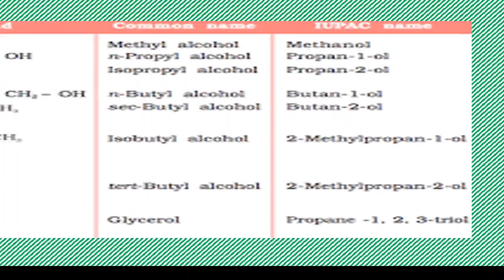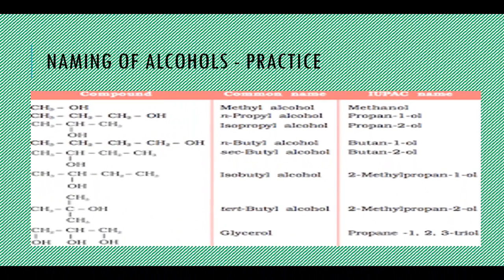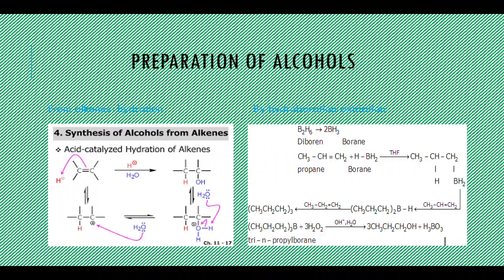Next one is isobutyl alcohol. Next is tertiary butyl alcohol, and the last one is glycerol, and their names will correspondingly be 2-methylpropan-1-ol, 2-methylpropan-2-ol, and propane-1,2,3-triol. So this way we can practice the naming of the alcohols.